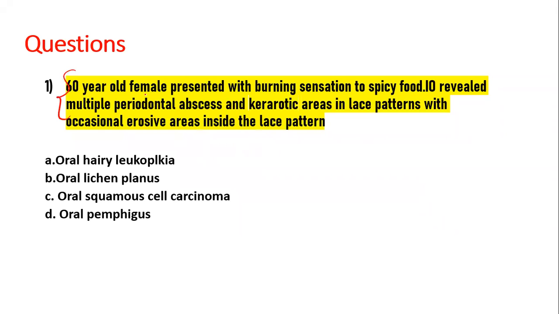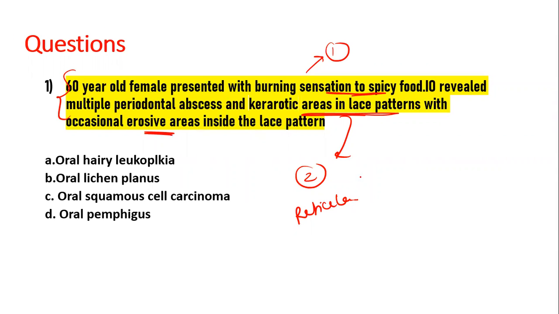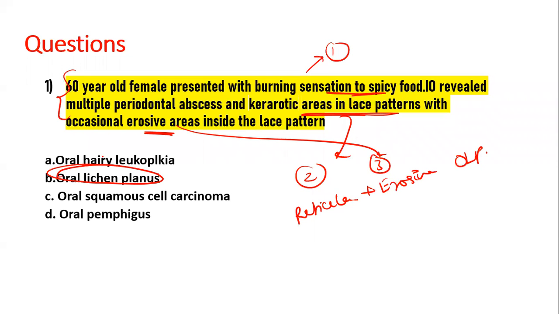A case-based question: a 60-year-old female presented with burning sensation to spicy food. Okay, so there is a burning sensation to spicy food. Intraoral examination revealed multiple periodontal abscess and keratotic areas in a lace pattern. So there are keratotic areas in a lace pattern. This is suggestive of the reticular form with erosive areas inside the lace pattern. So this is suggestive of the reticular plus erosive form of oral lichen planus. So the correct answer is oral lichen planus.